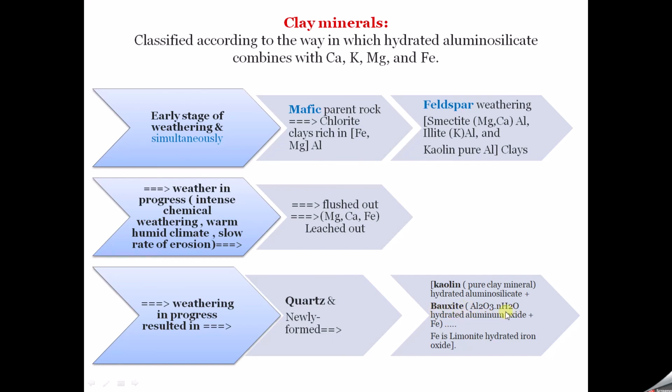Bauxite is hydrous aluminum oxide. So there's no silicate with it, just aluminum oxide. That means the silica is taken away from the kaolinite and we are left with just aluminum oxide and water. That means this is bauxite. And we also have iron as limonite, hydrated iron oxide. So this is the chemical weathering, the intensity goes this way, and these are the products.